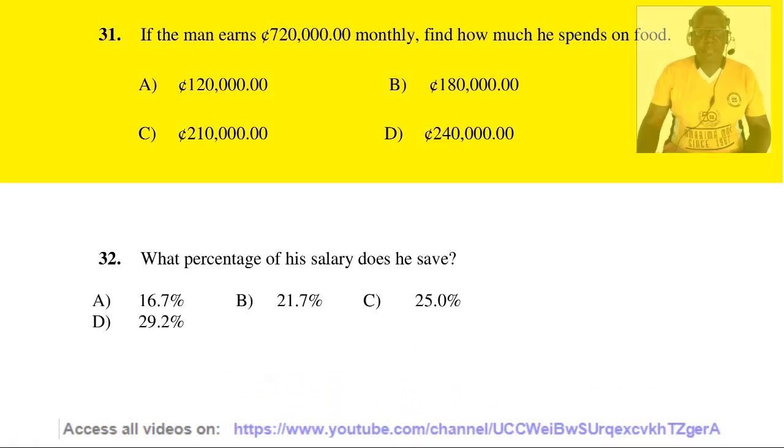Question 31. If the man earns 720,000.00 cedis monthly, find how much he spends on food. Possible answers. A. 120,000.00 cedis. B. 180,000.00 cedis. C. 210,000.00 cedis. D. 240,000.00 cedis.